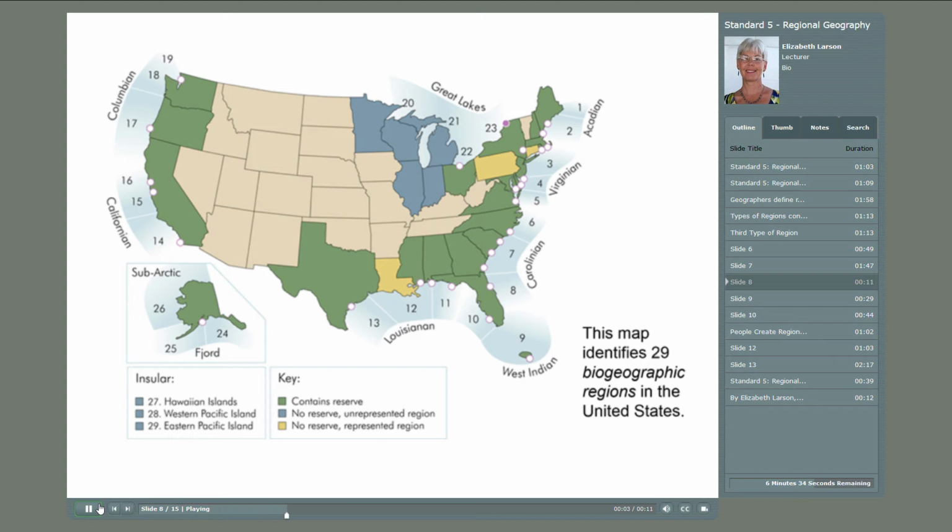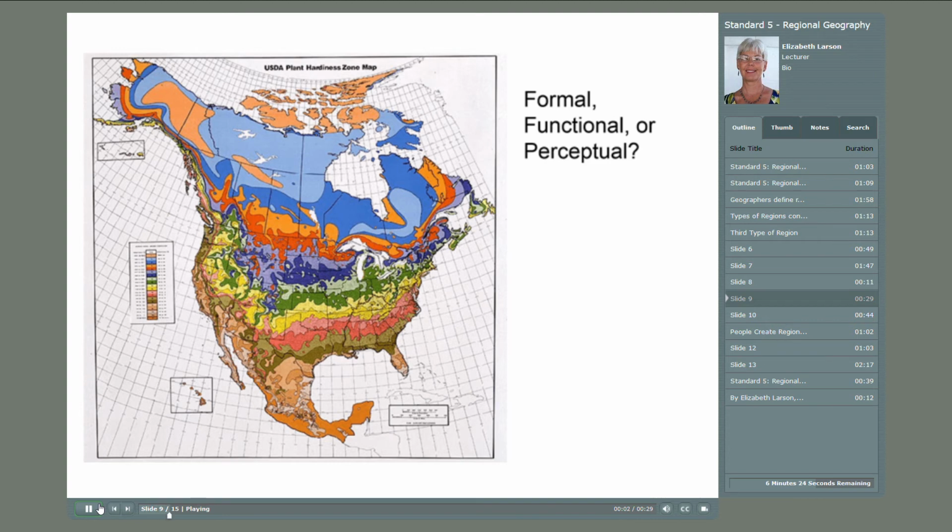The map on this slide is identifying 29 biogeographic regions in the United States. This map of North America is a plant hardiness zone map. This is a formal map, and what it's showing us is where certain plants will thrive based on primarily physical characteristics: climate, sunlight, soil types, precipitation, and so on.